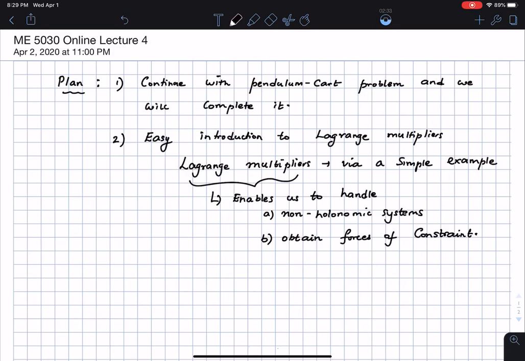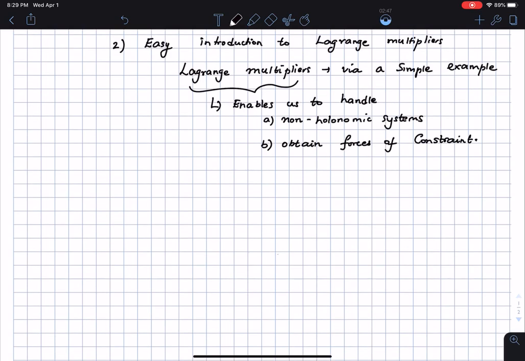All right, and let's go back to the pendulum cart problem. We looked at a lot of the aspects of this problem in the last lecture. I'll just very briefly go over what we have seen, and then we will continue onwards from there. Okay, so the pendulum cart problem, the problem from last time, continued from online lecture 3.